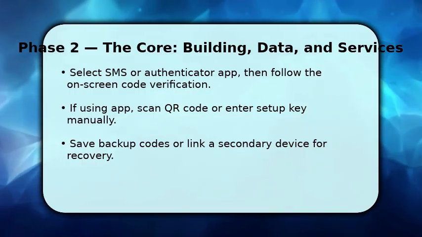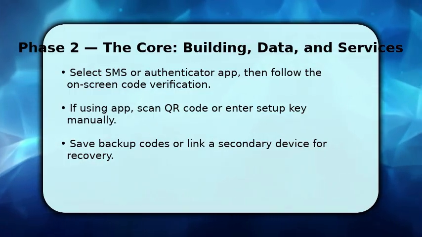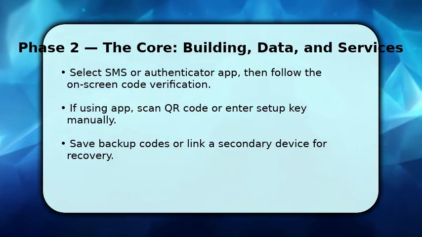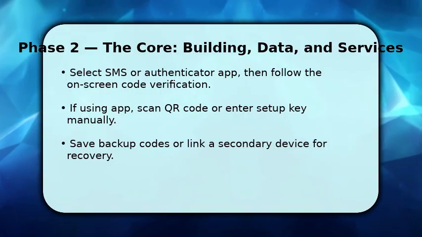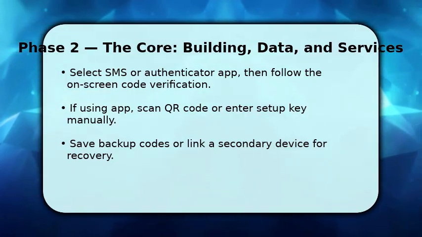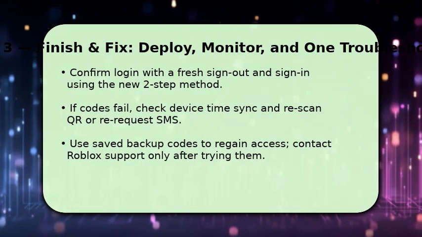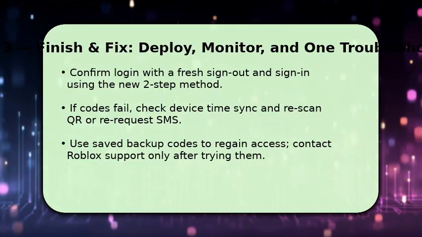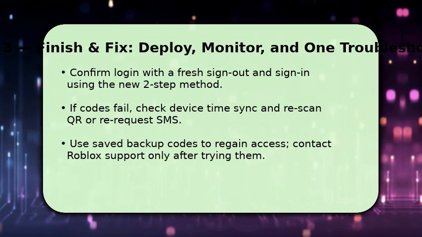Once done, Roblox will prompt you to store backup codes, download or write them down and keep them safe. Also, add a secondary device if possible, so you can regain access if your primary phone is lost. To finish, sign out and sign back in to test the new two-step flow. This verifies everything works and teaches you the rhythm of entering codes.